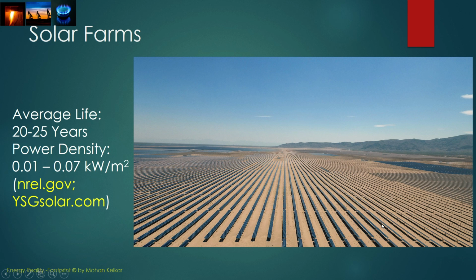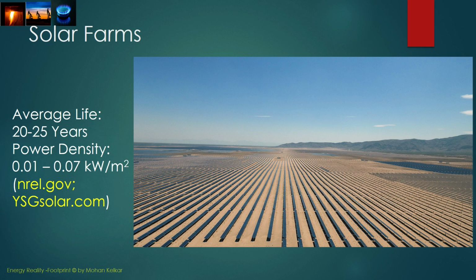Solar farms also can take up large areas, and the typical average life of a solar farm is about 20 to 25 years. Power density, according to a government website as well as ysgsolar.com, which has collected a large amount of data from the largest solar plants in the world, is somewhere between 0.01 to 0.07 kilowatt per meter square.